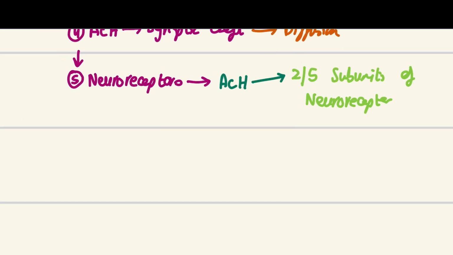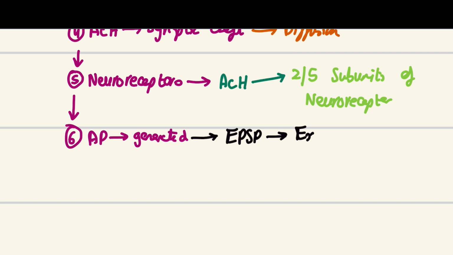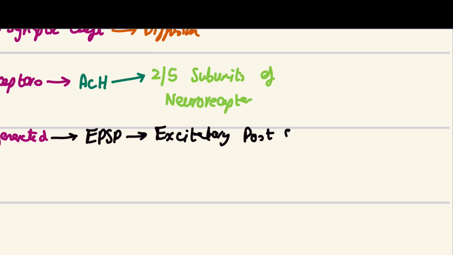And guys, this attachment of acetylcholine to the subunits of the neuroreceptor is essentially leading me to the 6th point, which is that now I have an action potential generated. And this has a specific name that you should remember, because this is something that they do tend to ask you, guys. This is going to be called EPSP, which stands for excitatory postsynaptic potential. Really simple. Excitatory postsynaptic potential.